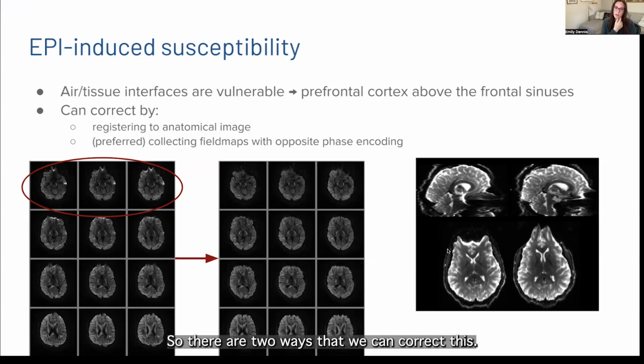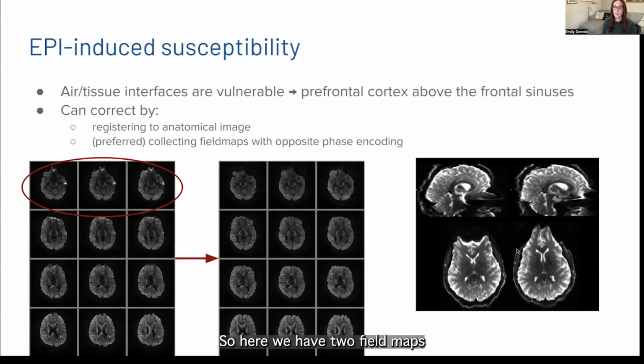So there are two ways that we can correct this, and often we do these two things together anyways. Registering the image to an anatomical image will help squish things back into the way that they're supposed to look. But the preferred way is to collect field maps with opposite phase encoding. What we mean by this is that if we can't do away with this distortion in the signal, and we know that it's happening along one direction, we can collect it across the other direction, and then we can approximate the difference in the two and use that to try to correct the image.